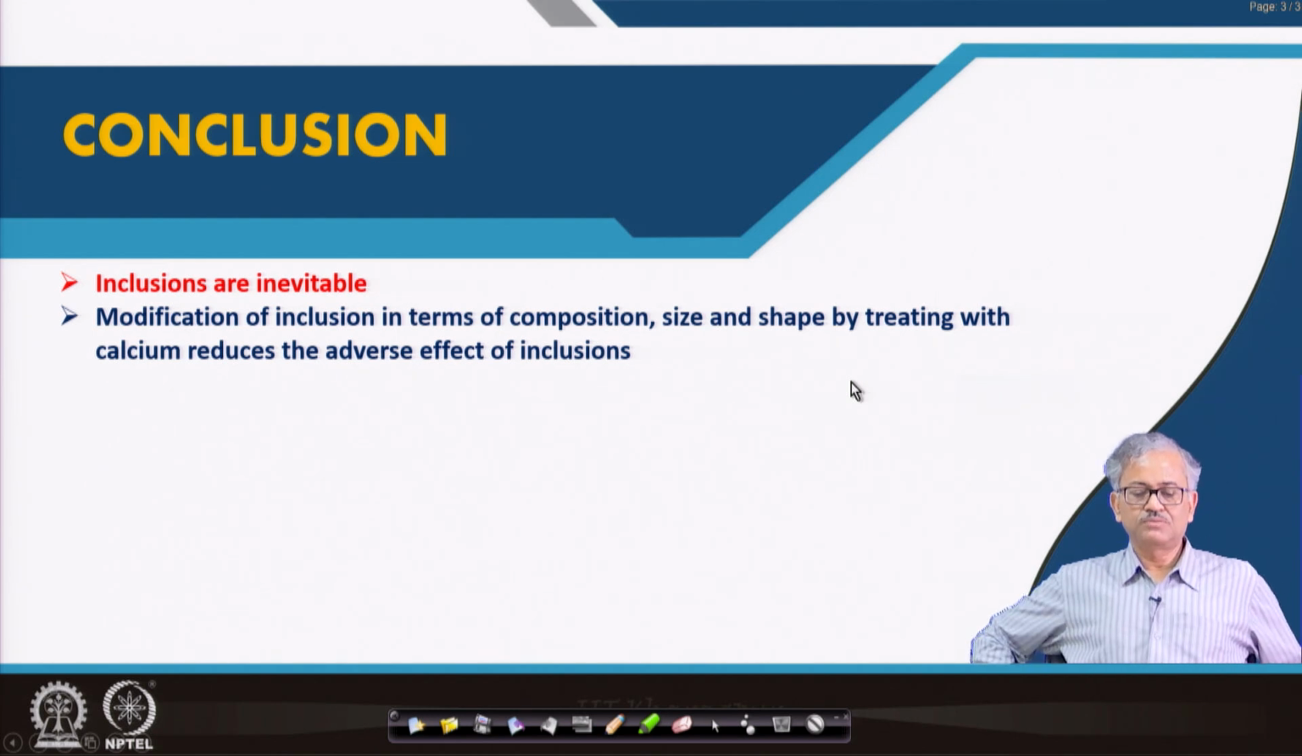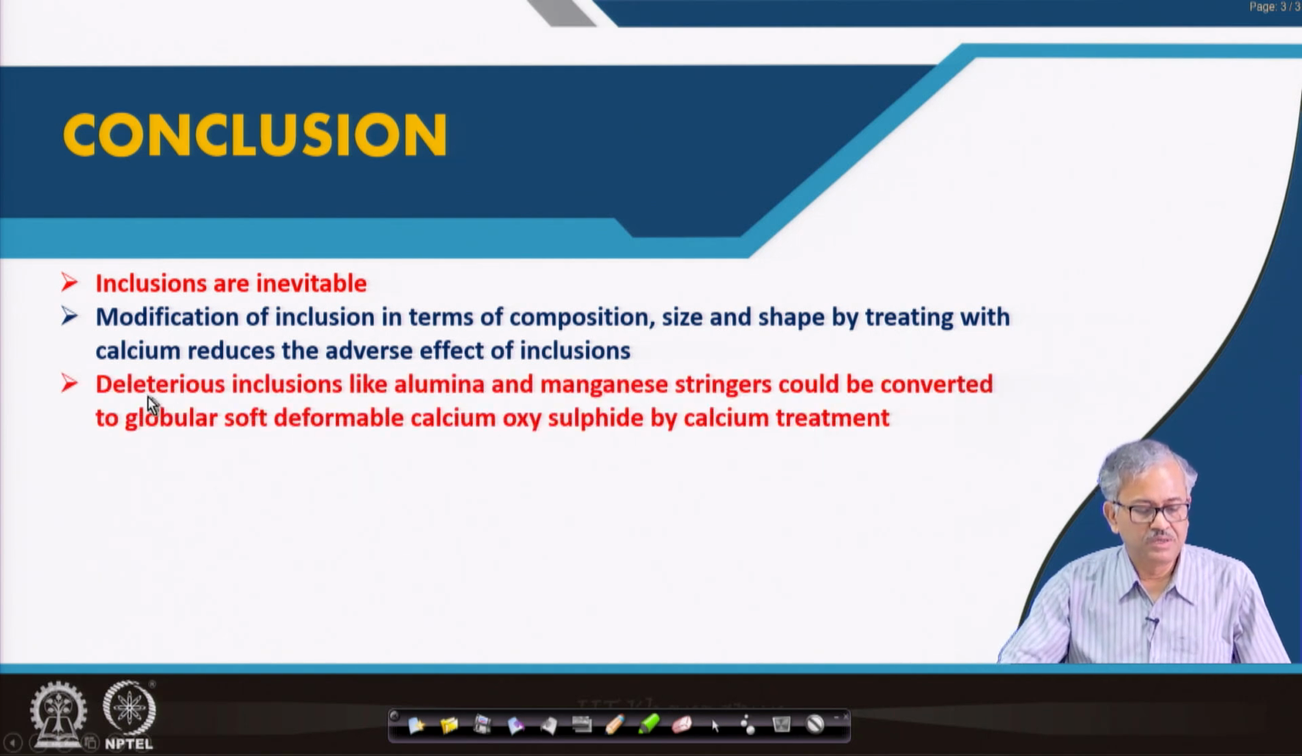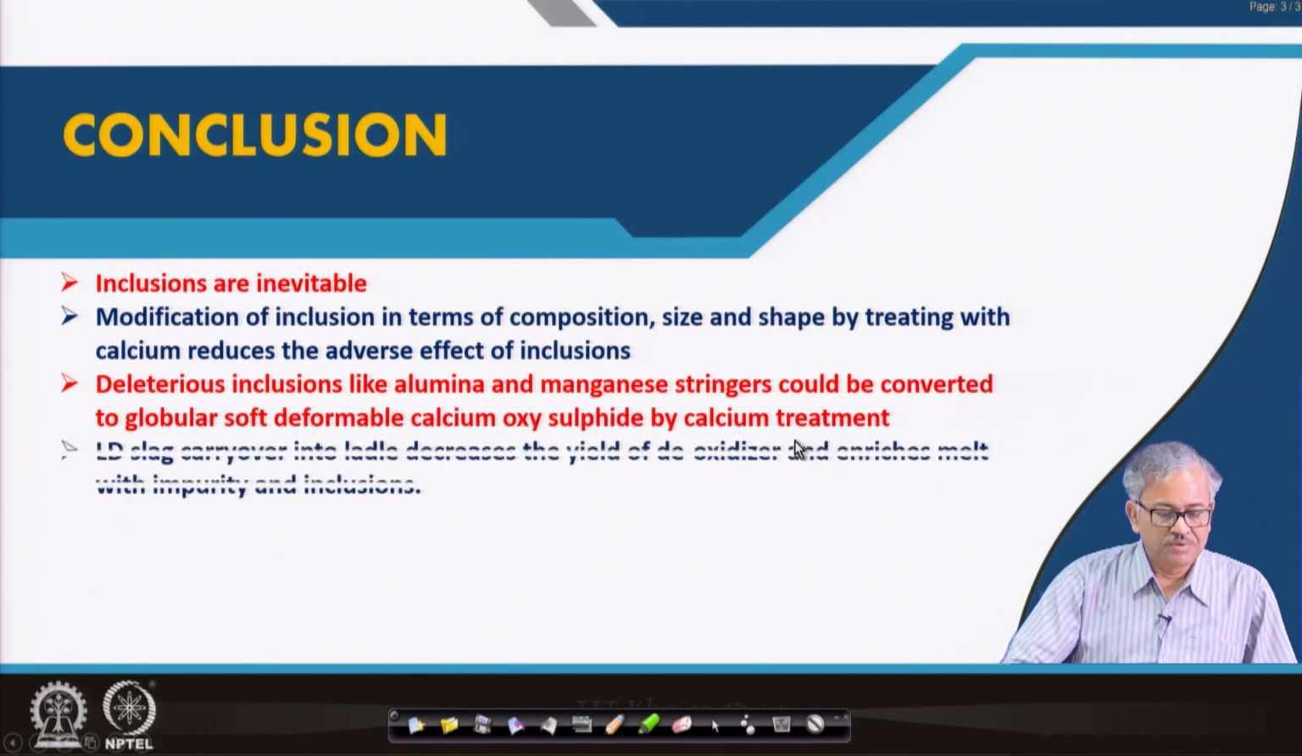Modification of inclusions in terms of composition, size and shape by treating with calcium reduces the adverse effect of the inclusions. Deleterious inclusions like alumina and manganese stringers could be converted to globular, soft, deformable calcium oxysulfide by calcium treatment, and they do not hamper the further processing as well as the service life of the product.